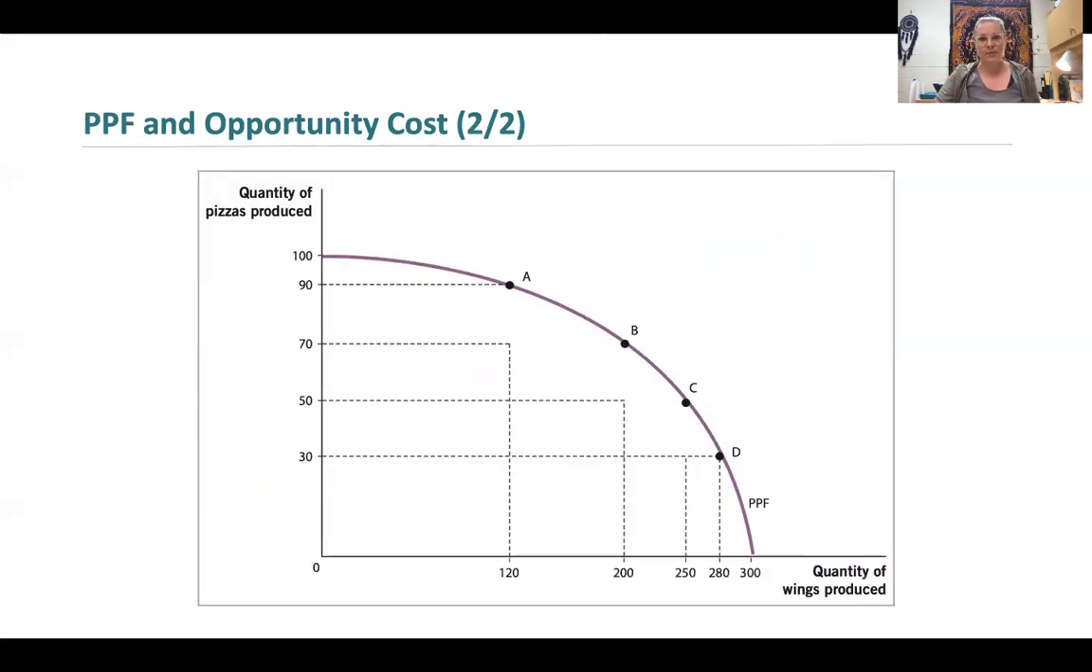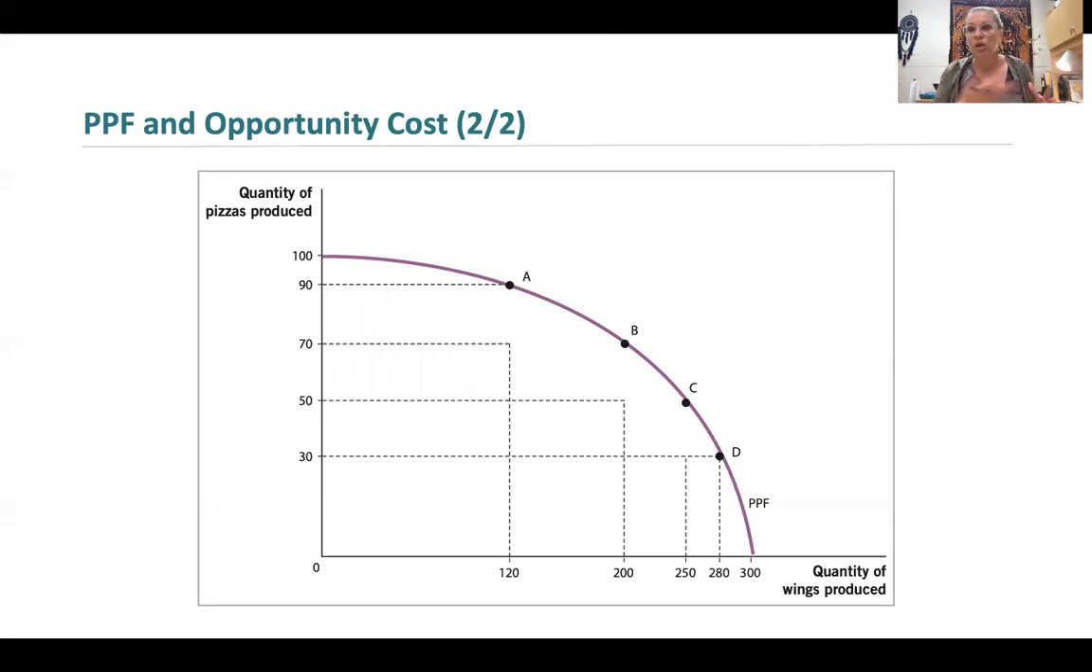Let's look at an example. This is a more realistic PPF. It takes on this kind of quarter circle or curved shape here. If we were to start at point A, where we are utilizing our resources to produce 120 wings and 90 pizzas, we could move to point B, which would require us to shift resources away from pizza towards wings. As we move from B to C, we're going to have to continually reallocate those resources from pizza to wings.